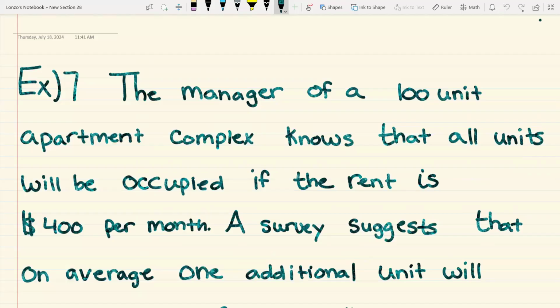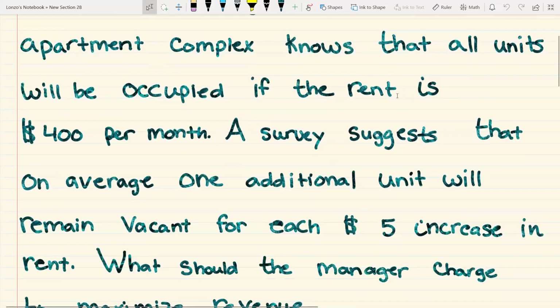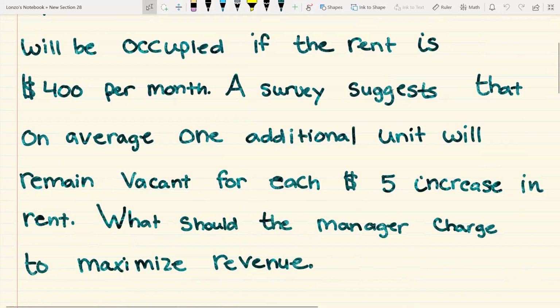In this video, I will do example 7, a demand function word problem. The manager of a 100-unit apartment complex knows that all the units will be occupied if the rent is $400 per month. A survey suggests that on average, one additional unit will remain vacant for each $5 increase in rent. What should the manager charge to maximize revenue?